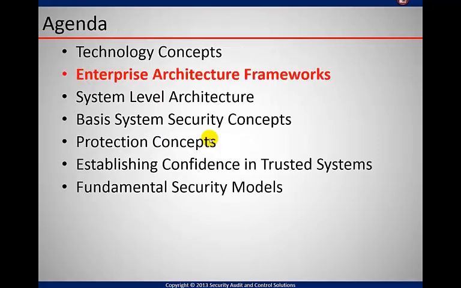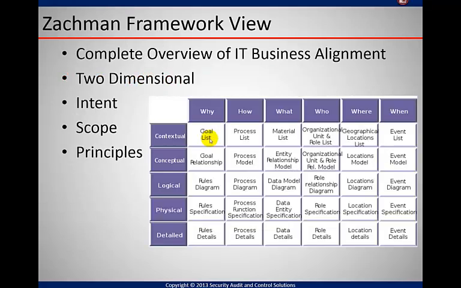Now, a couple of architecture frameworks we can look at include items like the Zachman framework, which gives us a complete overview of IT business alignment. It is two-dimensional, with intent, scope, and principles. As you can see here, what I would recommend is to look at your own organization, take the two-dimensional approach here, and see if you can apply it and look at certain items within your organization.